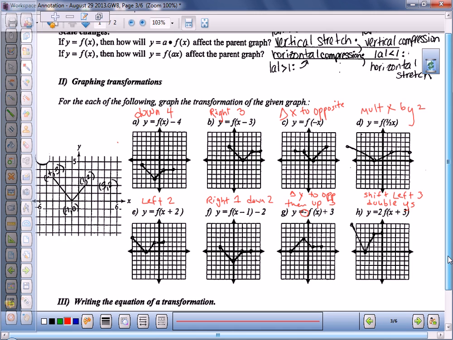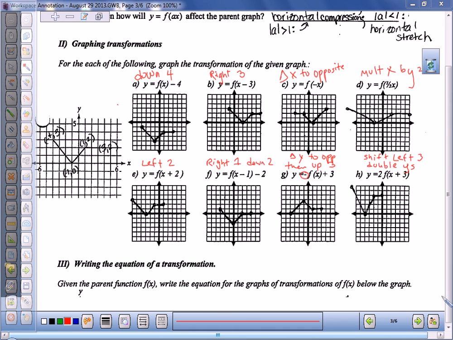Okay, so let's take a look at these. And in A, do you see we have f of x minus 4? So how would we say that in words? That translates to a shift down 4 units. So we take each of these points in our parent graph over on the far left, and shift them down 4, and that's how we get the graph for A.